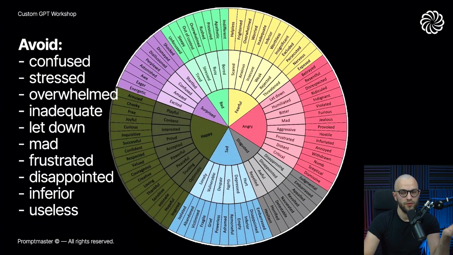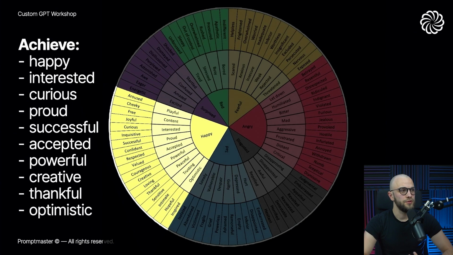So whenever you are making not just a GPT but any kind of software, anything that other people use, you want to view them feeling confused, stressed, overwhelmed, inadequate, let down, mad, frustrated, disappointed, inferior, or useless. And you want them to achieve positive emotions, to feel happy, interested, curious, proud, successful, accepted, powerful, creative, thankful, and optimistic. These are just examples.